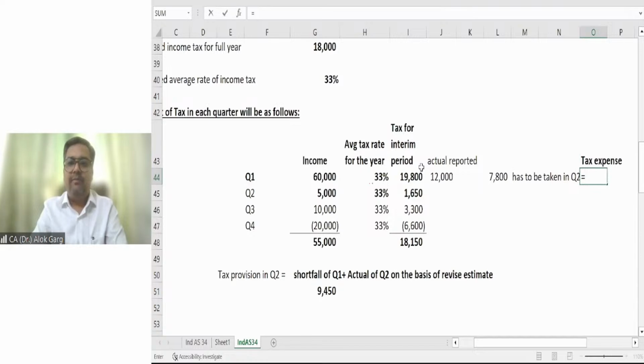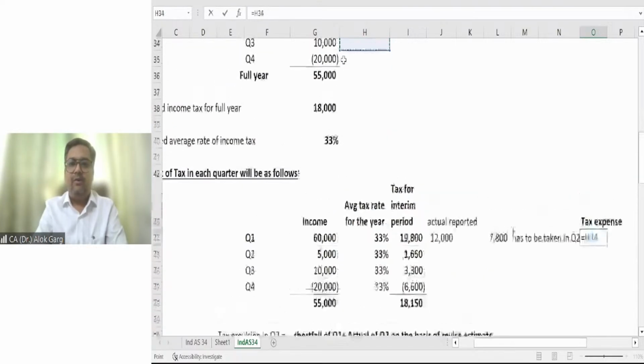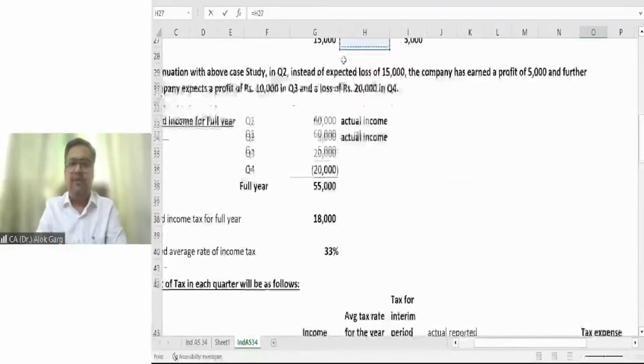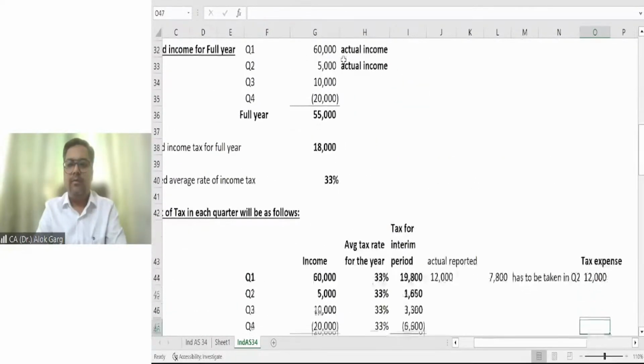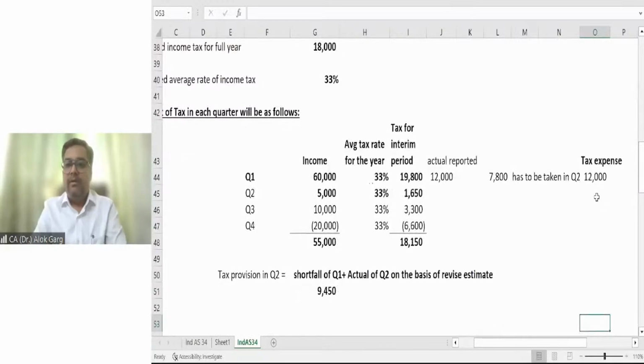In Q1, it has already been reported, so 12,000 will come in Q1. 9,450 will come in Q2. In Q3, this is estimation. In Q4, this is also estimation. Your total tax should be 1,850 for the full year. It is 1,855.